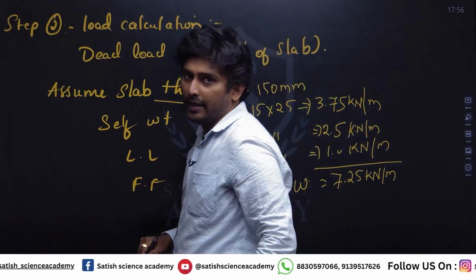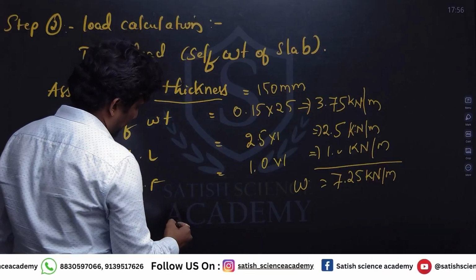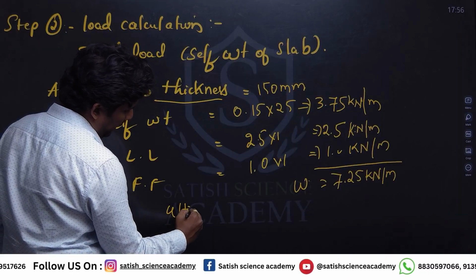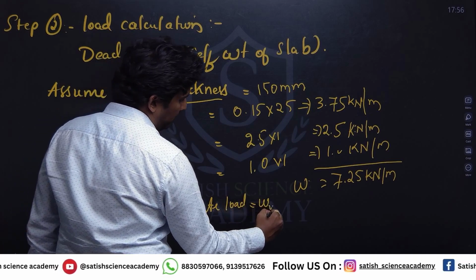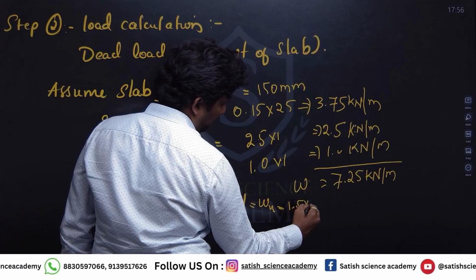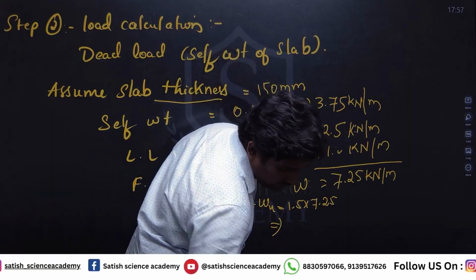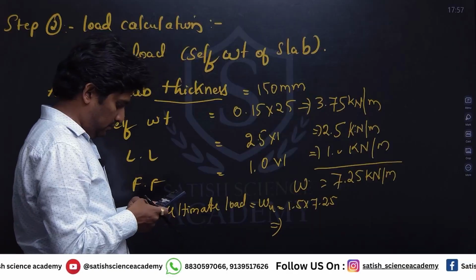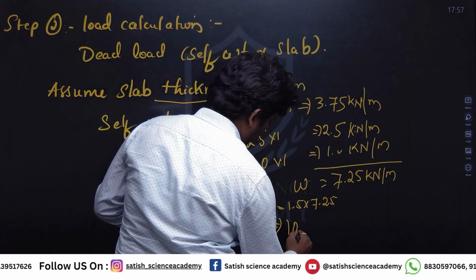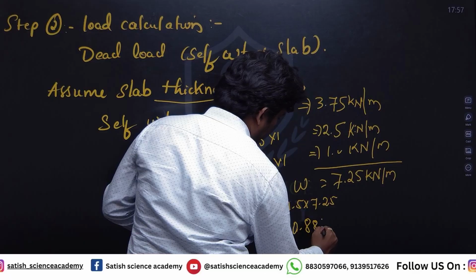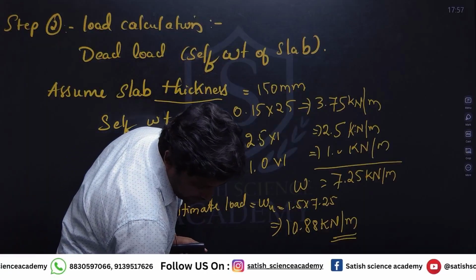Okay, next we have to calculate Wu, that is ultimate load. So ultimate load Wu equal to 1.5 into 7.25. So this value will be coming as 1.5 into 7.25, so this is 10.88 kilonewton per meter.